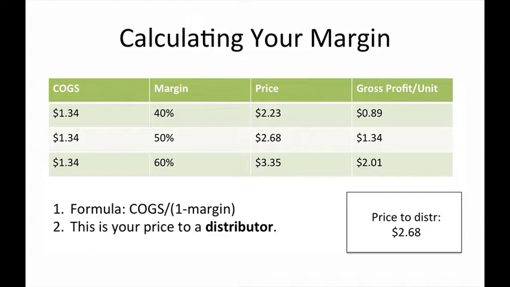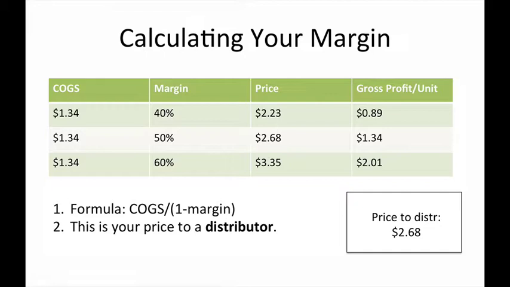Then you have your margin. As I said earlier, you're looking for a margin of 40 to 60%. So we used 40, 50, and 60. And then you take your cost of goods, which is $1.34, divided by 1 minus your margin. And margin in this case is a decimal. So if your margin is 60%, it's $1.34 divided by 1 minus 0.6, which is $1.34 divided by 0.4. This is your price to a distributor.